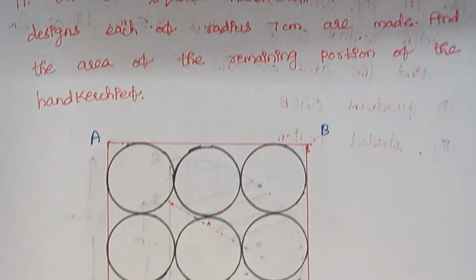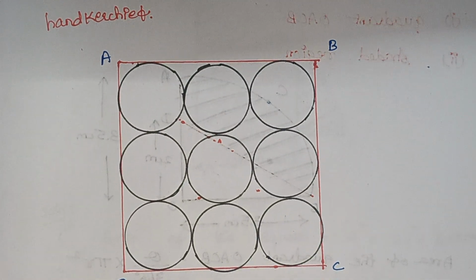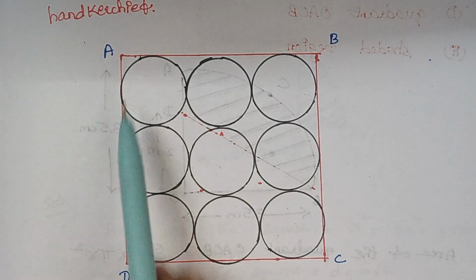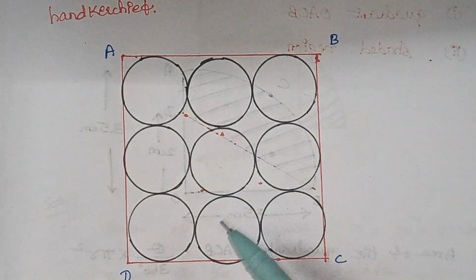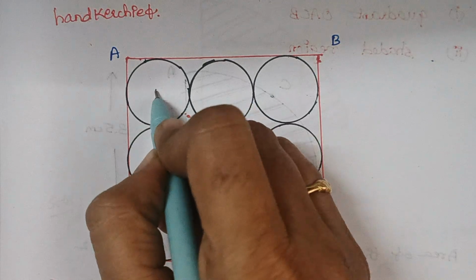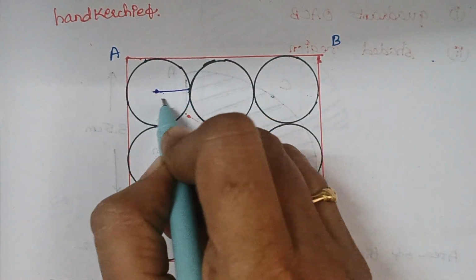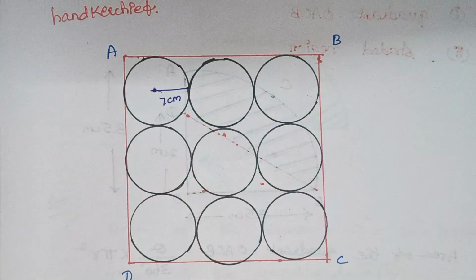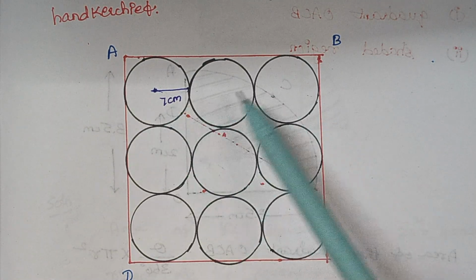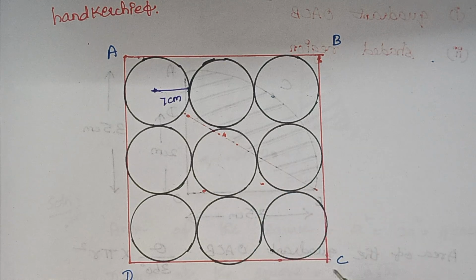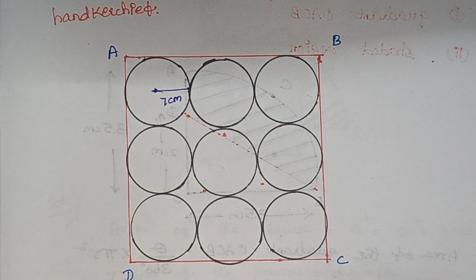So here you see this is the handkerchief, right? And this handkerchief is of square shape. And what about the radius of the circle? Here the radius of the circle is 7 centimeter. Right. So, apart from these circles, you have to find the remaining area. So, what is all the remaining area here?